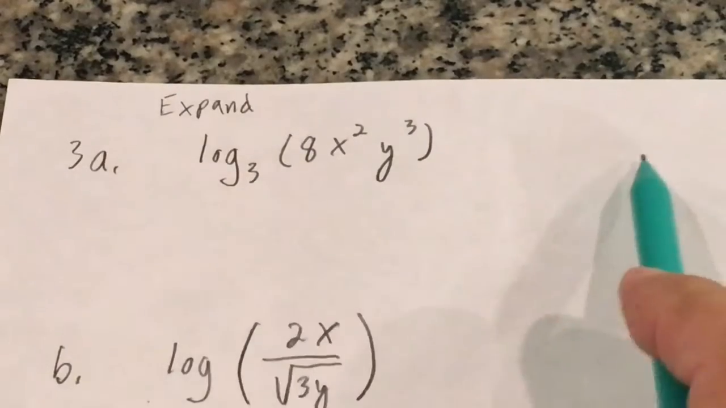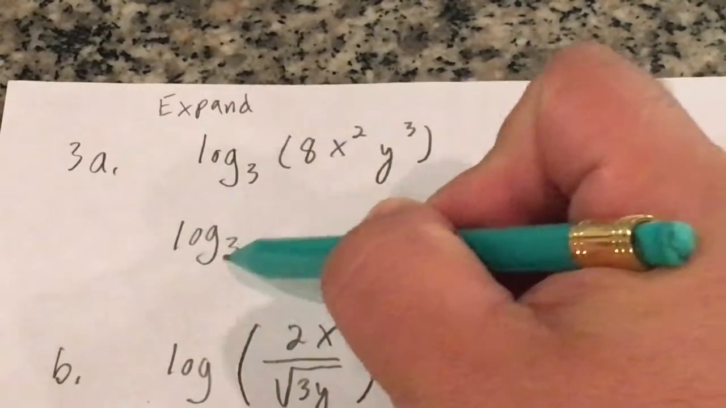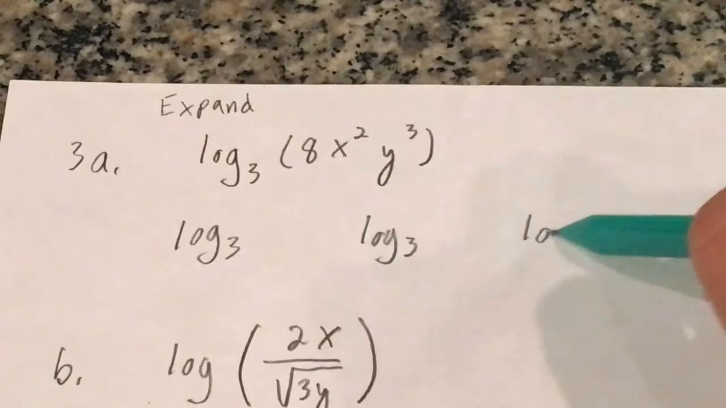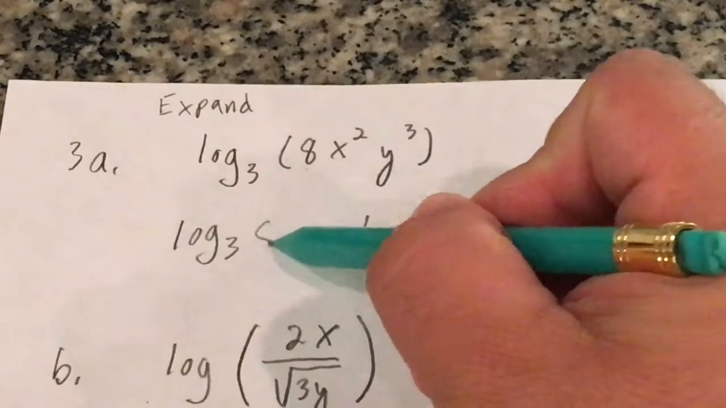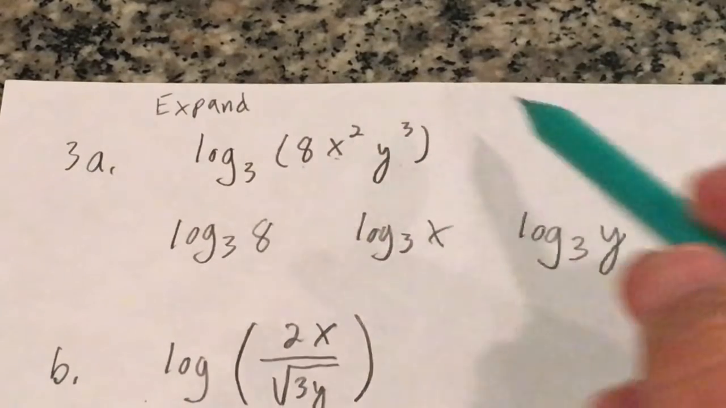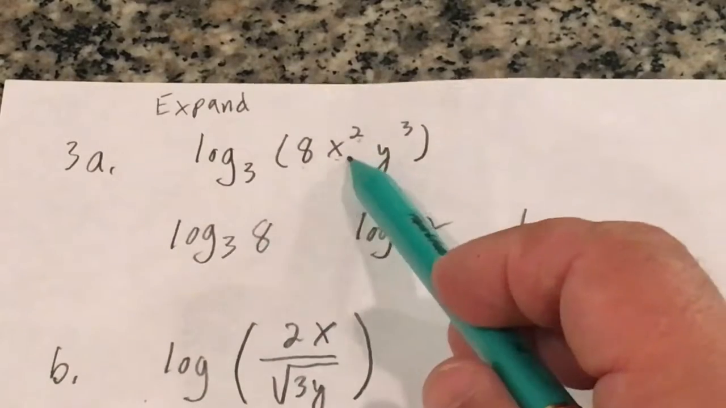I'm asked to expand this. So I notice that there's 1, 2, 3 items in the problem. So it's going to be log base 3, log base 3, log base 3. I need 3 logs to expand. 8xy. Now I have to deal with this exponent. This one is fine, but this one has an exponent.